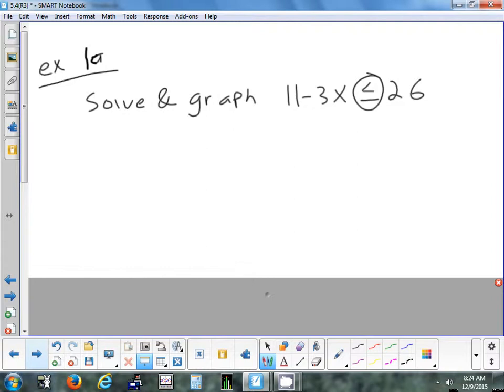Right? Got 11 to the other side. And how do you get 11 on the other side? Subtract it. Perfect. Both sides. Yep. And subtract it. Okay, now on the left-hand side, I've got negative 3x. Okay, Alex, what's 26 minus 11?